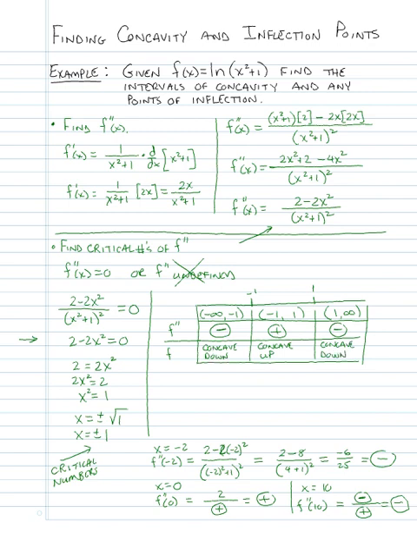Now, this is kind of like finding relative maximums and minimums when we're looking for inflection points. Inflection points are places where concavity changes, so it's places where the second derivative changes signs. And so we see we have an inflection point at -1, and we have an inflection point at +1. So we have to find the points by finding the y values.